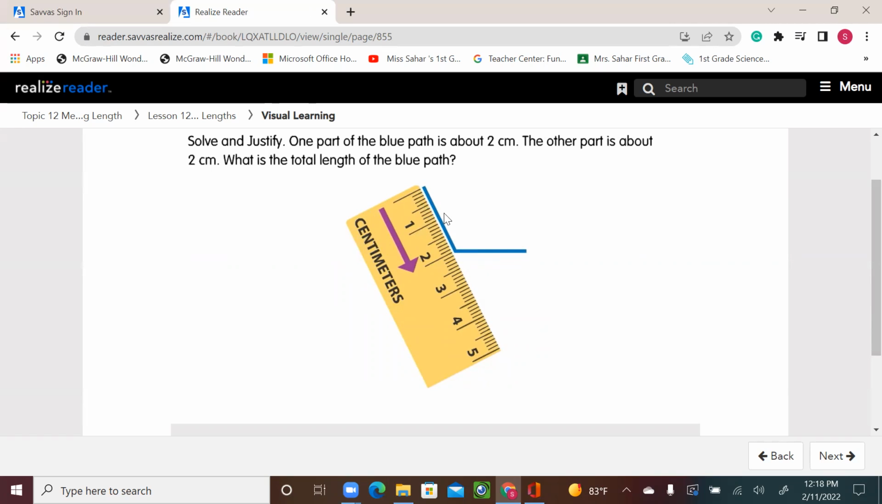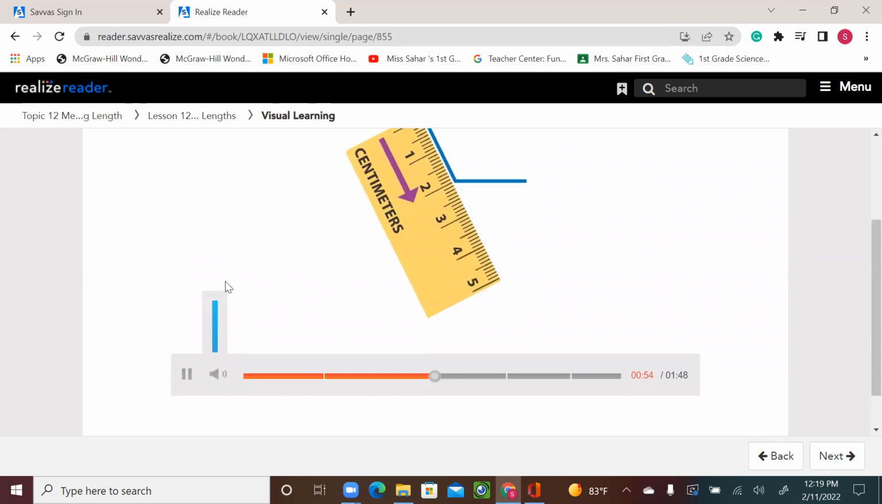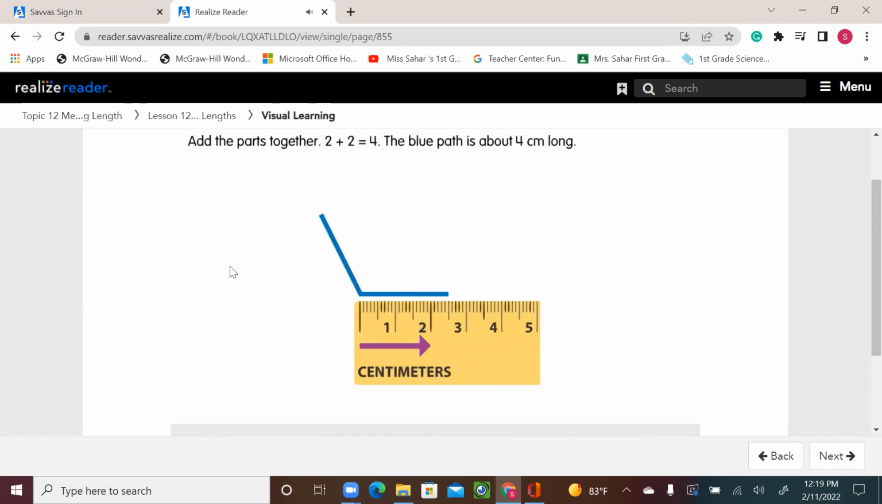So 4 centimeters. First we estimate, and then we use our measurement unit, the ruler, to see. So we measure one part was 2 centimeters and the other part was about 2 centimeters. So total 4 centimeters. Add the parts together. 2 plus 2 equals 4. The blue path is about 4 centimeters long.